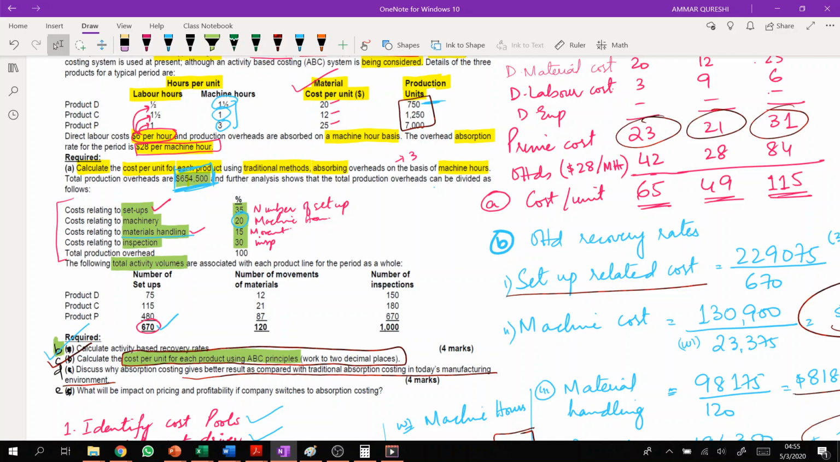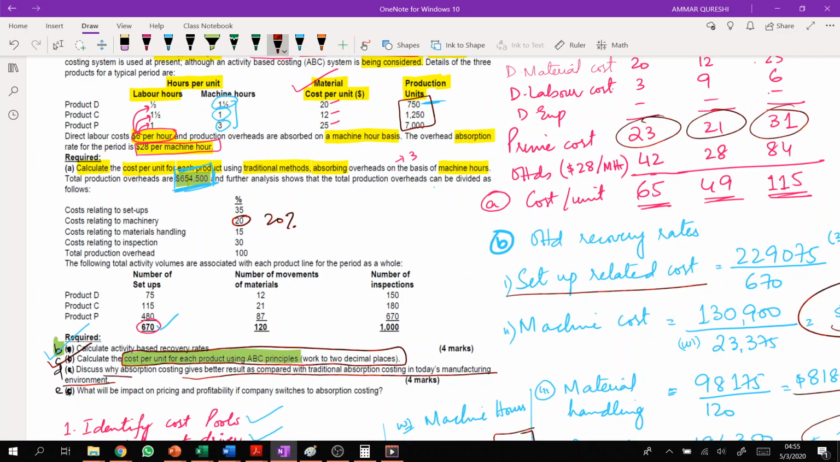See, the most important thing is that machine related cost in this particular situation, let me try to clean this, machine related cost in this whole scenario is just 20%. So initially while we were doing absorption costing, we were distributing 100% of overheads by using machine hours, but practically only 20% is the cost which can be changed depending upon machine hours. 80% of cost is not dependent upon machine hours, right?